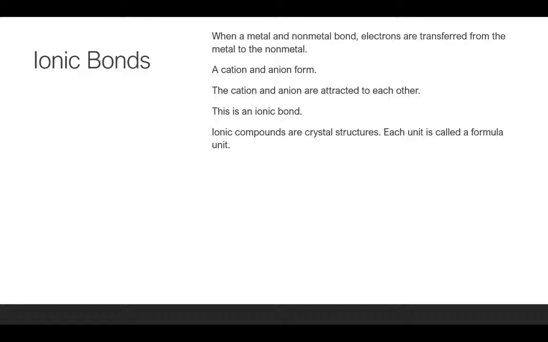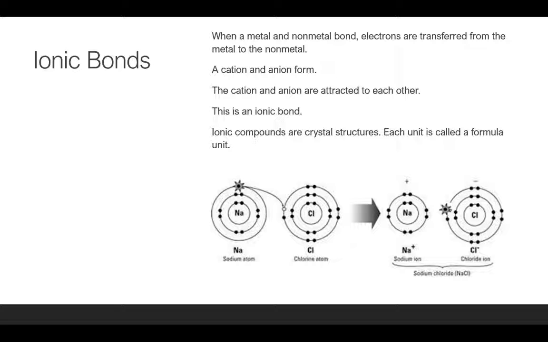Ionic compounds are crystal structures, and each unit is called a formula unit. So each little piece of that crystal is a formula unit. Here is an example. Sodium and chlorine get together. Sodium is a metal, chlorine is a non-metal.